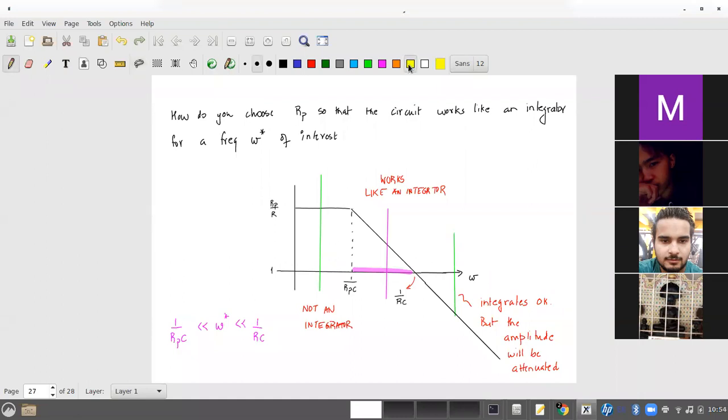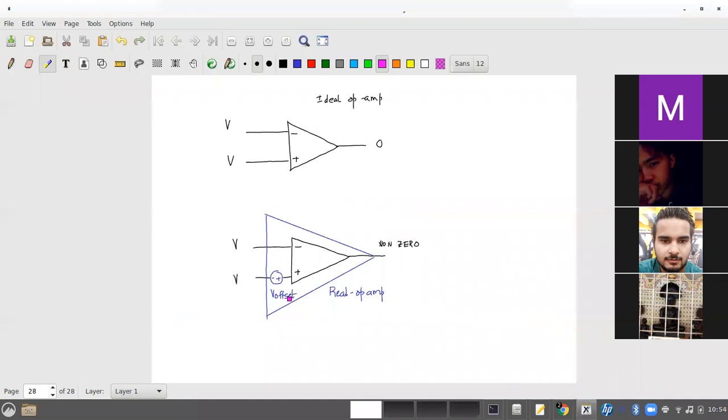The point I'm saying is this: at DC, what is the gain? That is your DC gain, and the DC gain is finite. So whatever this offset is, because of the DC gain, will give you a finite offset at the output. That's okay. It's not going to harm you too much. If there was this offset and you did not have that RP resistor in parallel to your capacitor, your output would saturate. So it will no longer act as an integrator. Do you understand this well?